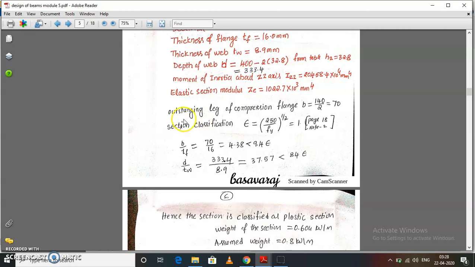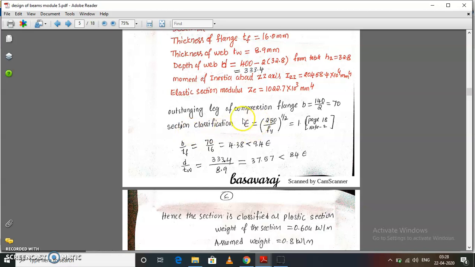Next, outstanding leg of the compression flange, b equal to 140 divided by 2. So width of the flange is 140, therefore its outstanding leg is 70. Now we have to classify. We have selected the section, so now classify the section, based on b by tf and d by tw, as I explained in the beginning.